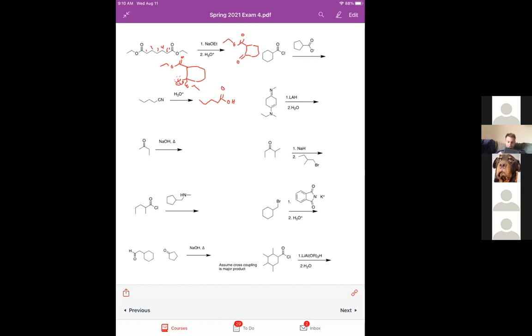NaOH is a small base. It's going to do a Claisen with another equivalent of itself. So we'll pull out the proton from a more substituted position in order to make our Claisen condensation product. All right, we've got an acid chloride and an amine, which should make an amide.